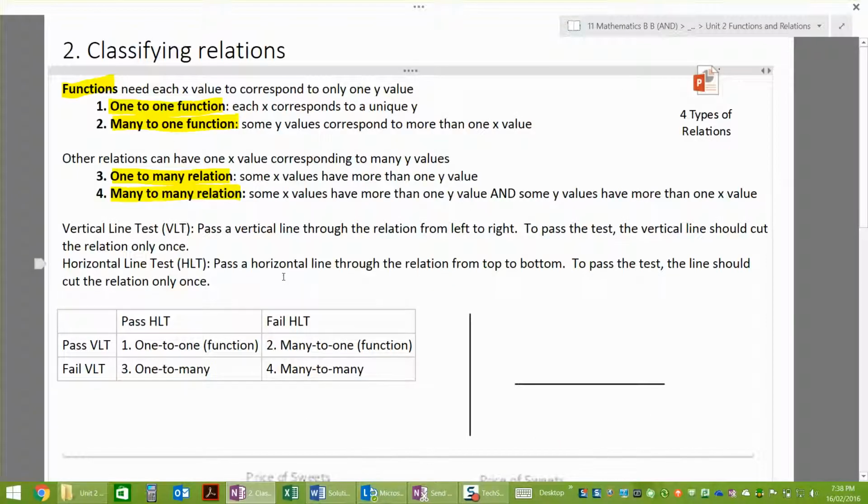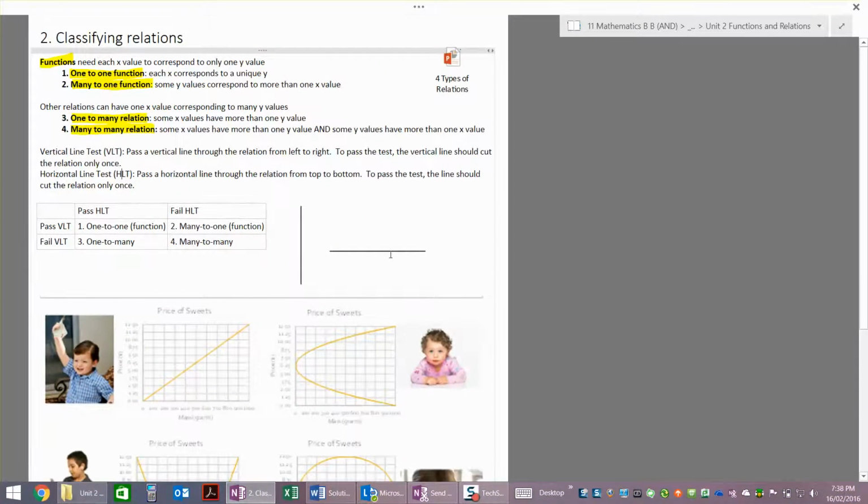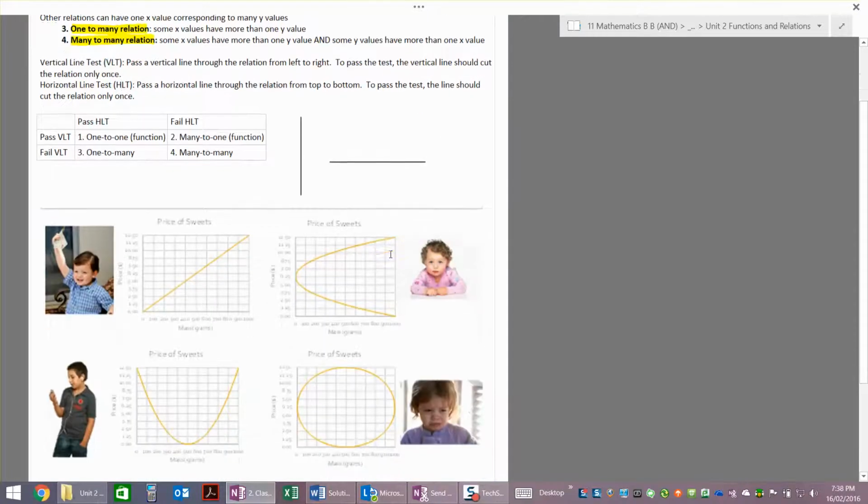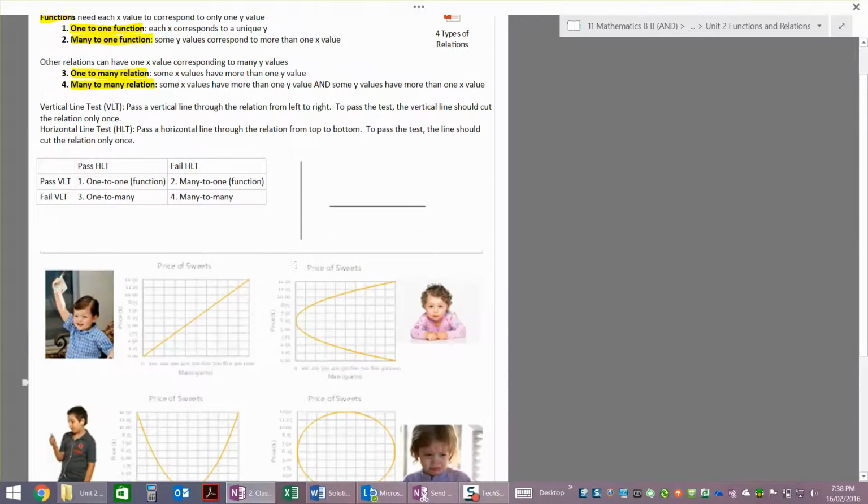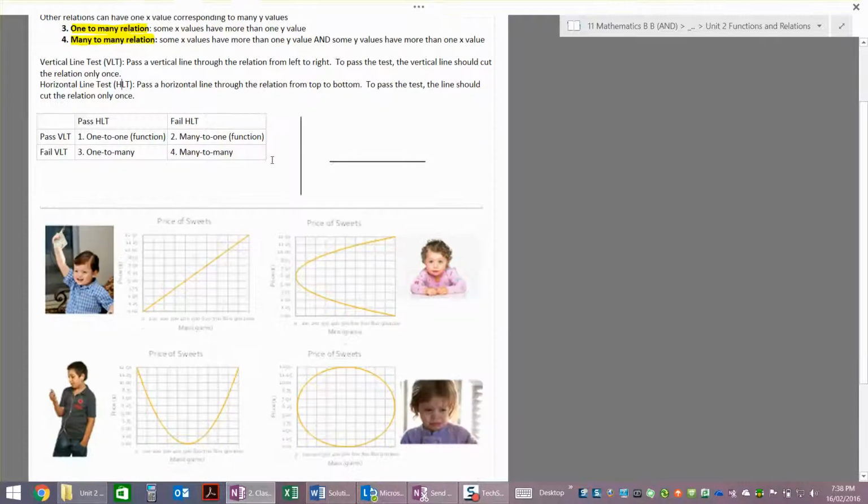Alright, so let's have a look at this. Functions need each x value to correspond to only one y value. So let's have a look at these four relations that we had. All of them are relations because there's some relationship between price and mass. It says each x value corresponds to a unique y value. So when I look at all of these x values, they should only correspond to one unique y value.